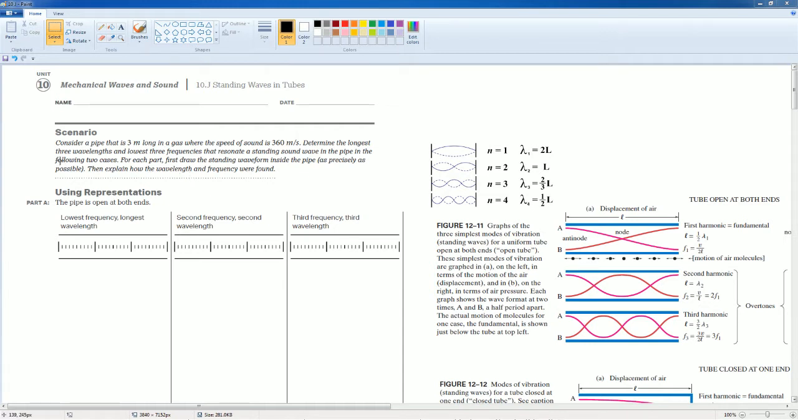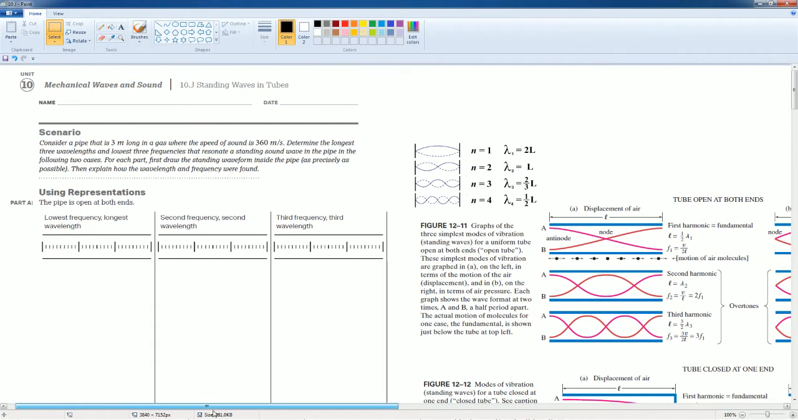Here, you're going to consider a pipe that is 3 meters long in a gas where the speed of the sound is 360 meters per second. What you're going to have here is the lowest frequency with the longest wave, and so on and so on. Basically, they're making you go through all the harmonics.